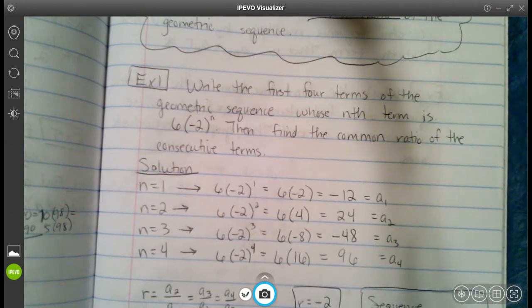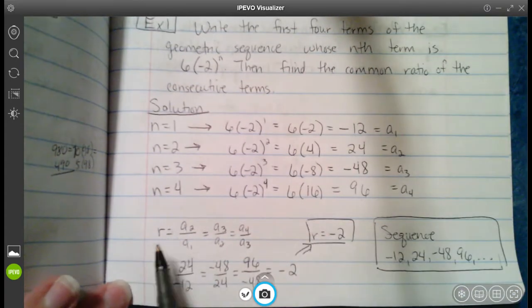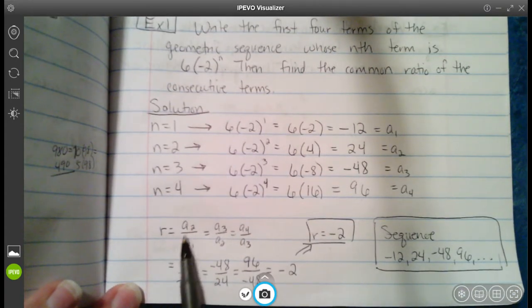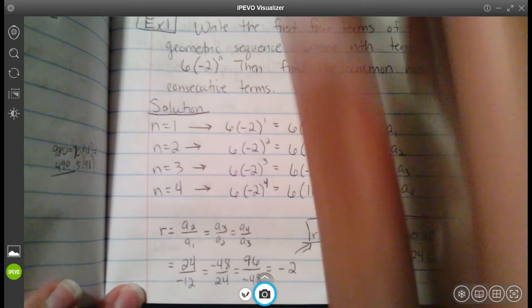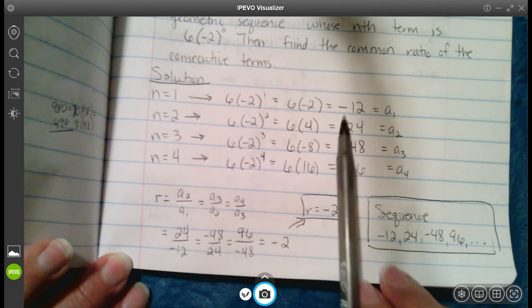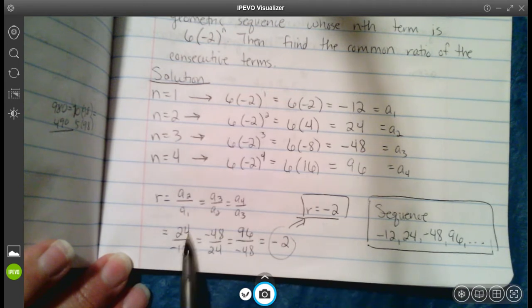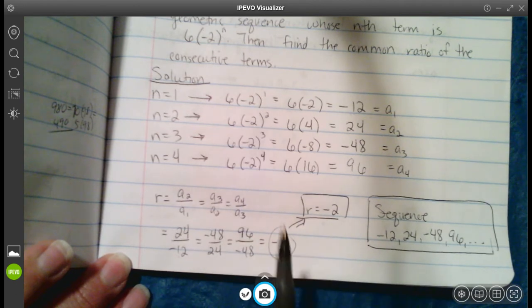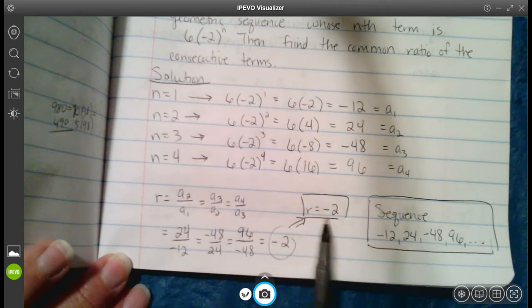You'll notice that the signs are switching, so it's probably going to be some kind of negative ratio. Okay, and if you look down here, I went ahead and set it up where r is equal to, and I followed the exact same pattern, second term divided by the first term, third by the second, fourth by the third, plug in those values. These values are coming from the terms right here. And you'll notice that all of these are equal to negative 2. 24 divided by negative 12 is negative 2. Negative 48 divided by 24 is negative 2. And 96 divided by negative 48 is also negative 2. So these are all equal to each other, and that is our common ratio.